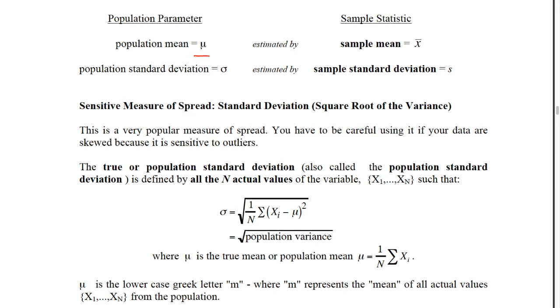In the absence of the population data, we collect a sample and we compute the estimate of the population mean, called the sample mean. This is a universal symbol for sample mean. It means in different countries they use the same symbol. So you'll see the symbol on a calculator, you'll see the symbol in textbooks, and that means sample mean.